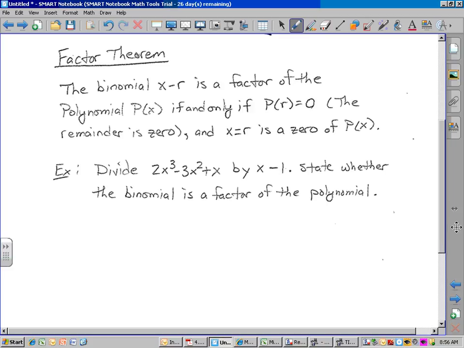The binomial x minus r is a factor of the polynomial p of x, if and only if p of r, or the remainder, is 0. That's what that means. P of r equals 0, the remainder is 0. And it tells us that x equals r is a 0, you can also say x-intercept of the original polynomial p of x. Again, we get x equals r by taking x minus r equal to 0 and solving. Move the r over, we get x equals r.